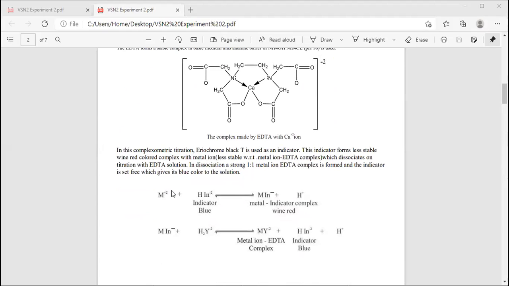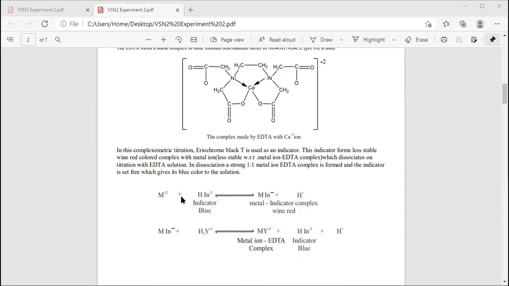We have seen the principle. Suppose that you are performing the experiment in the conical flask. You have taken the water sample, just add 2 drops of indicator, that is Eriochrome Black T indicator, in presence of alkaline buffer. Buffer was made up of what? I told you in the theory. Which buffer was it, acidic or alkaline?